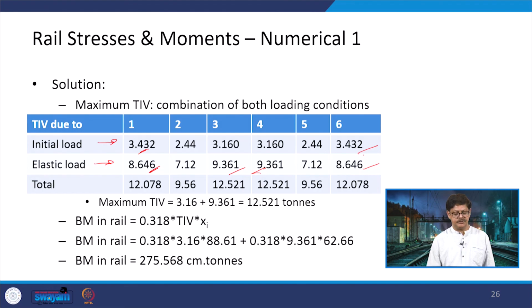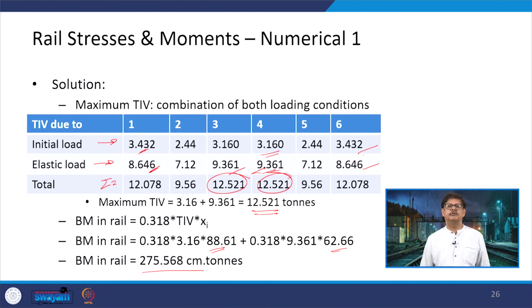So, once we got these, then we take again a summation here to see what is the worst condition, and the worst condition comes out to be 12.521 below the wheel 3 and 4. So, this is 12.521 tons, the maximum TIV, and once we have got this maximum TIV, then the bending moment in the rail is being calculated. So, we have a value of 0.318 into 3.16 into the x value and 9.361 into the x value. So, this is the total bending moment which comes here.